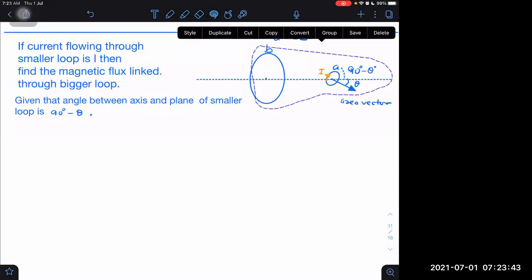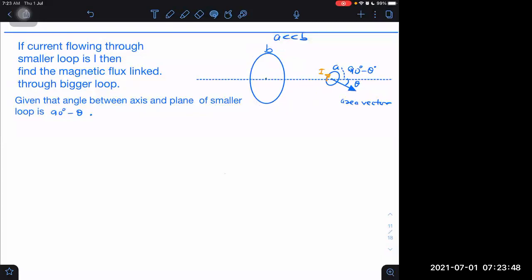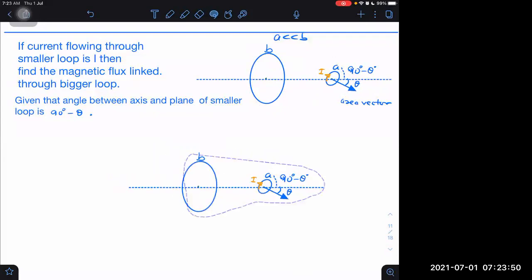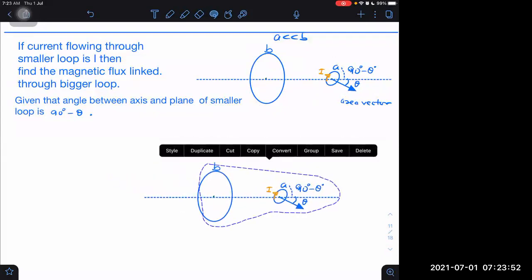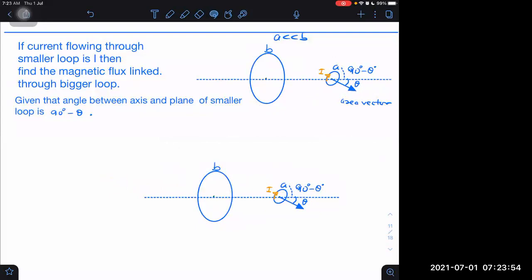Sir, is there any current flowing through B? No. It is flowing through A. We have to find the flux through B. Due to A, magnetic field lines will also be there, so magnetic field lines will be passing through B or not. Yes. Questions about that?